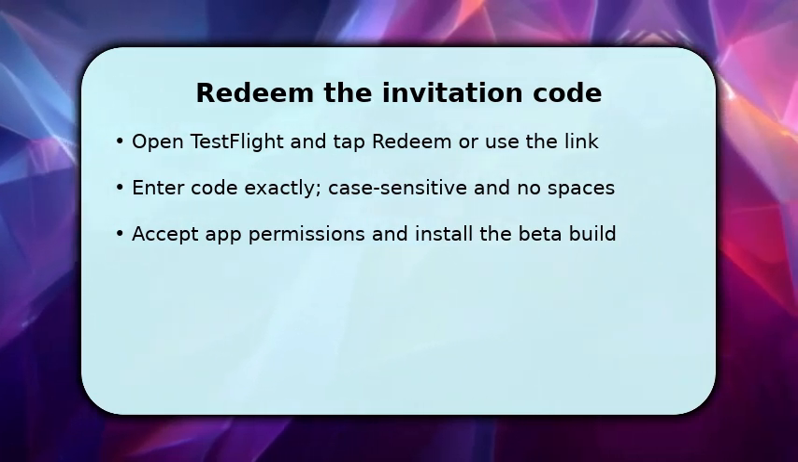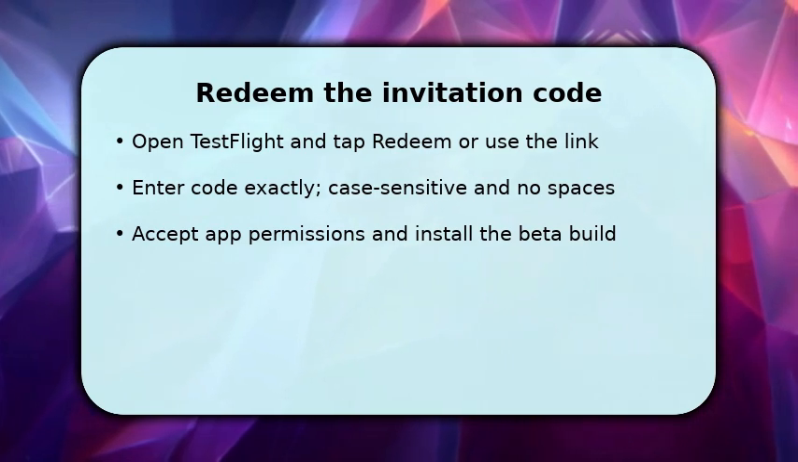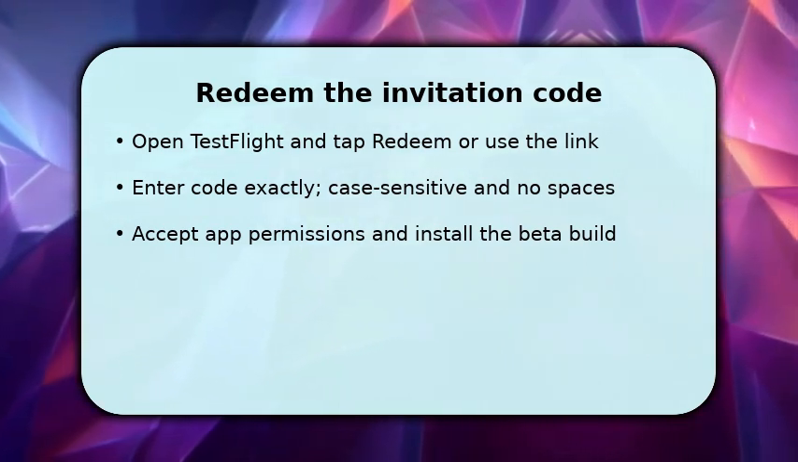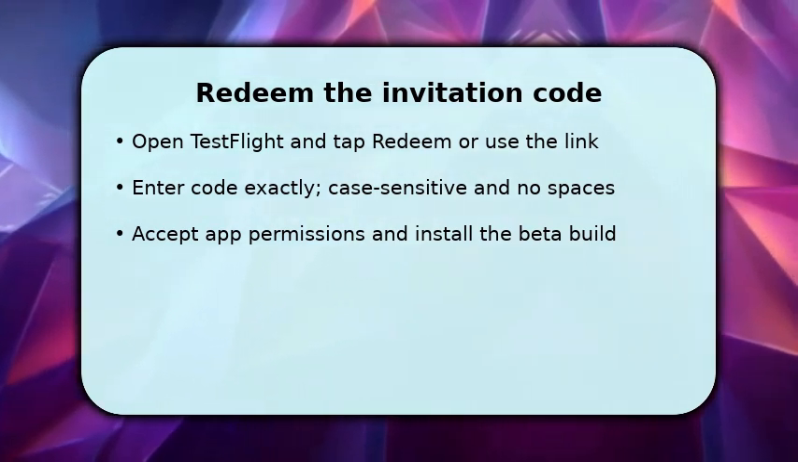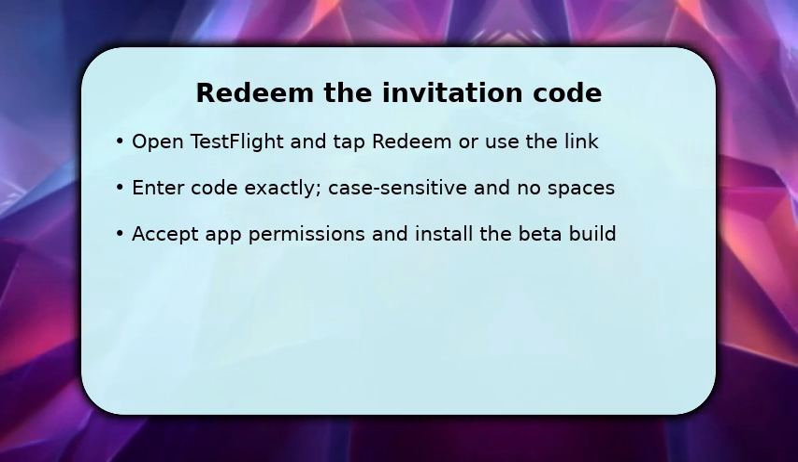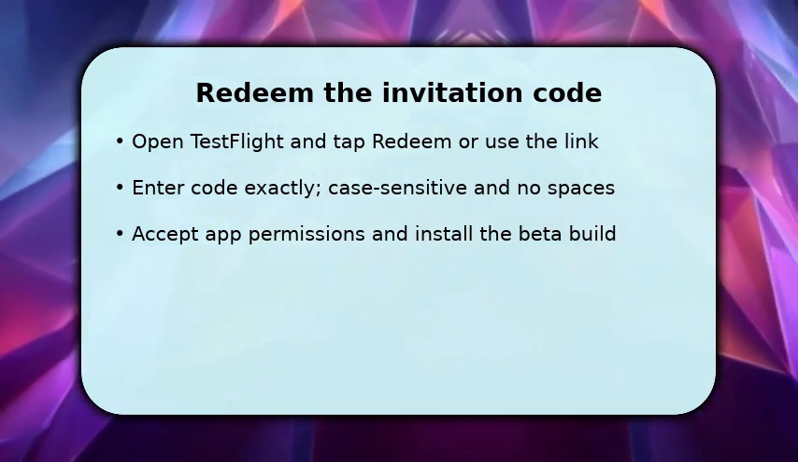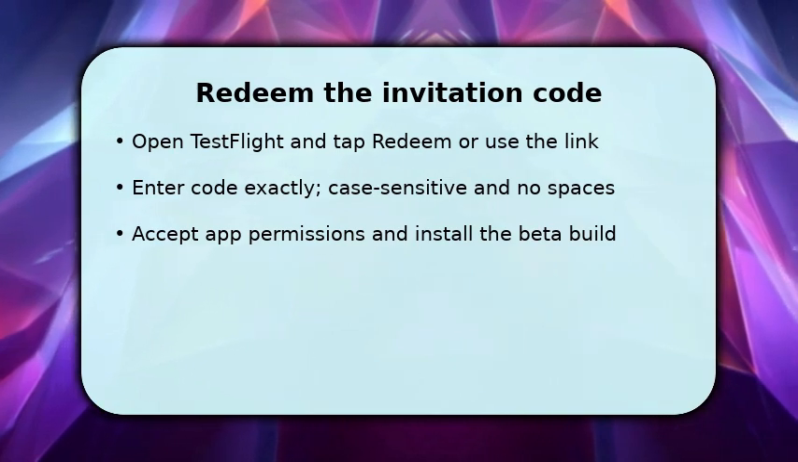After you redeem, TestFlight will show the available beta build. Accept required permissions and tap Install. While it downloads, the app version and expiry date are visible. Note them so you know how long testing lasts and when updates will arrive.